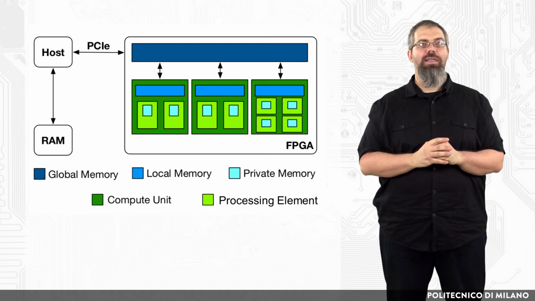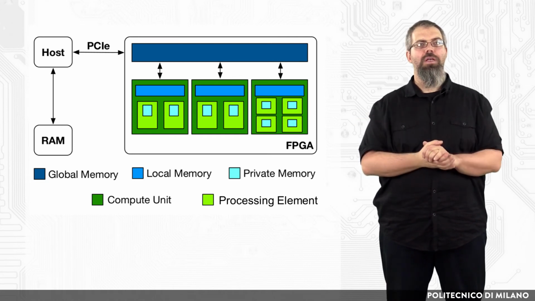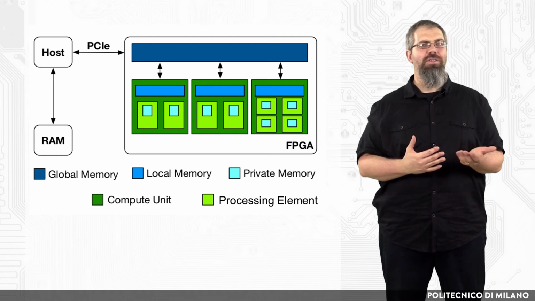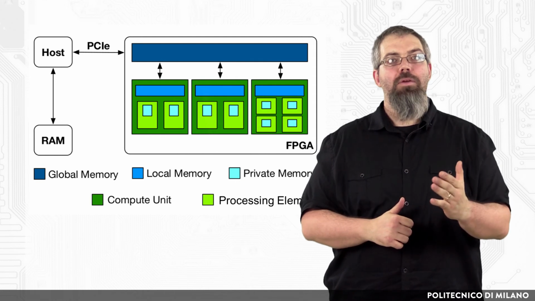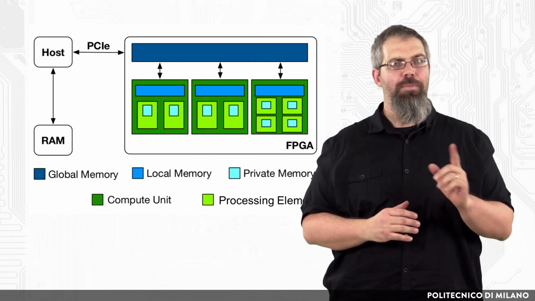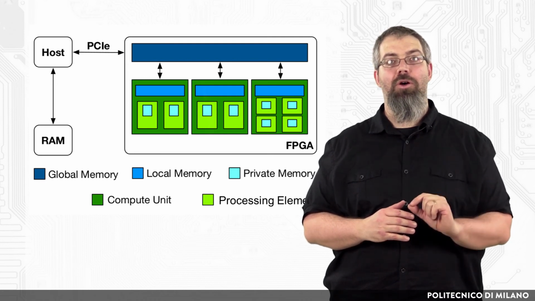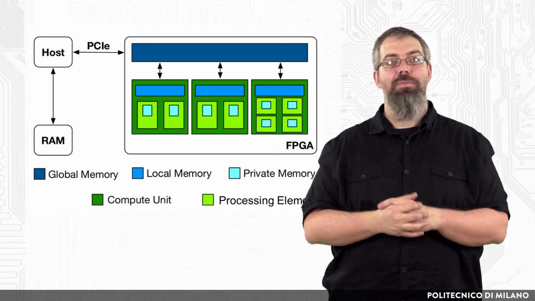While the computation takes place on the device, the host will be able to perform other operations, such as instantiating other kernels or managing different devices. Once the computation on our device is over, the kernel will expose on the global memory, in particular on a particular buffer created by the host, the results of the computation that can be read from the host using the PCI Express.